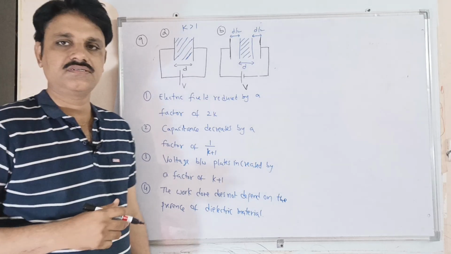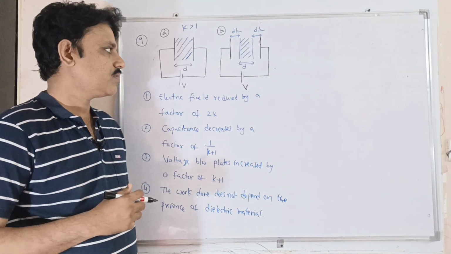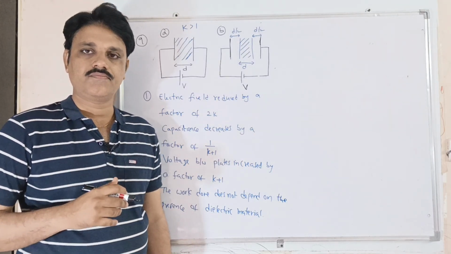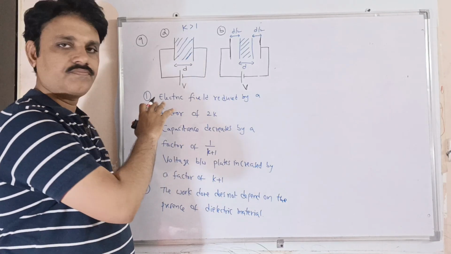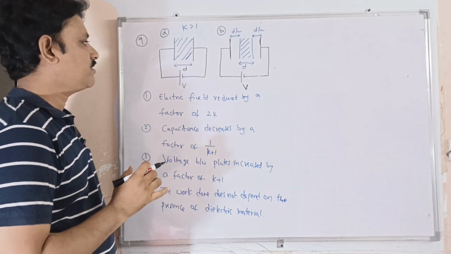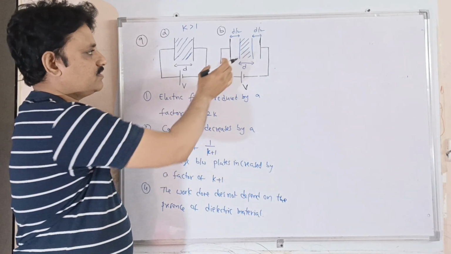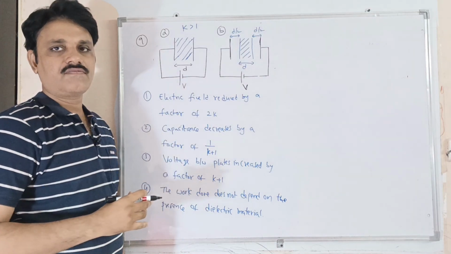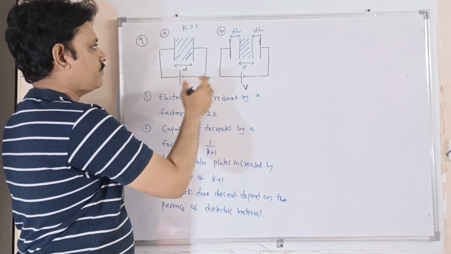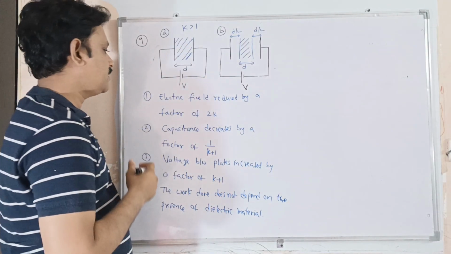This question is related to Section 2 in Paper 1, which contains one or more correct options. Here the question is: a capacitor has a distance D between the plates, applied by the potential V, and the distance is increased by a factor of D by 2 and D by 2 on both sides, and the dielectric constant K is greater than 1.